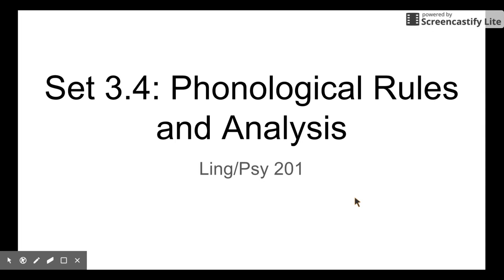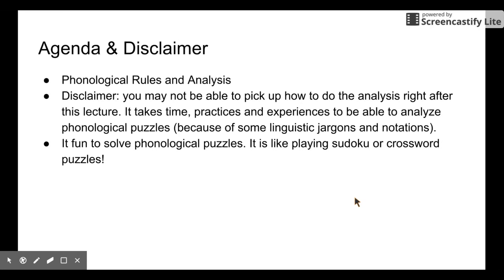Today is set 3.4. We are going to talk about phonological rules and analysis. This will be the final lecture for set 3. Today's agenda and some disclaimer. Today we are going to talk about phonological rules and analysis.